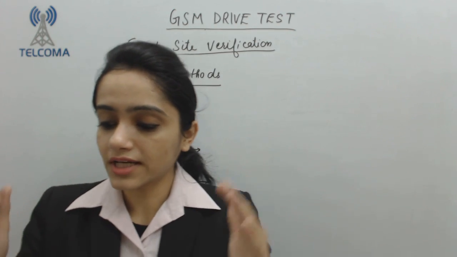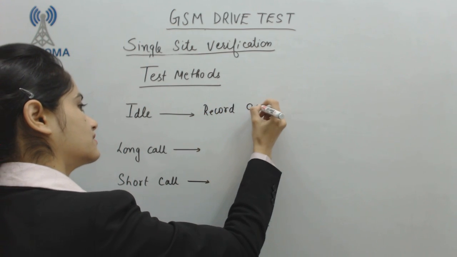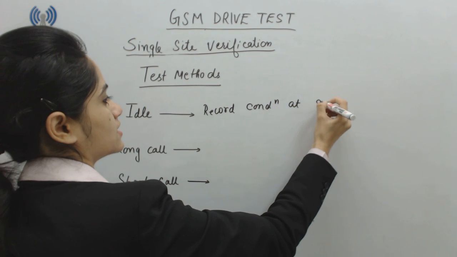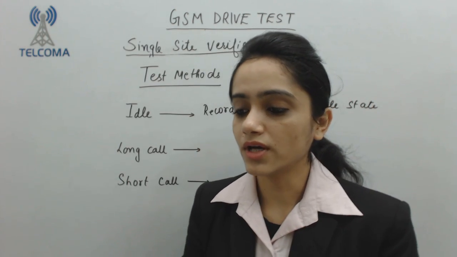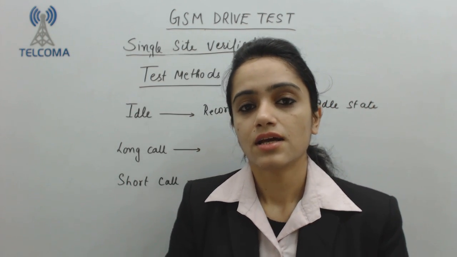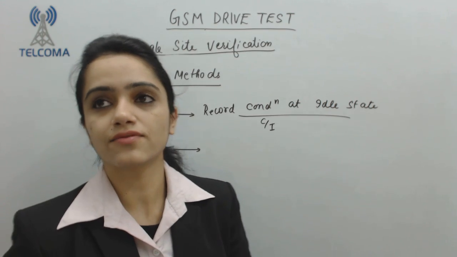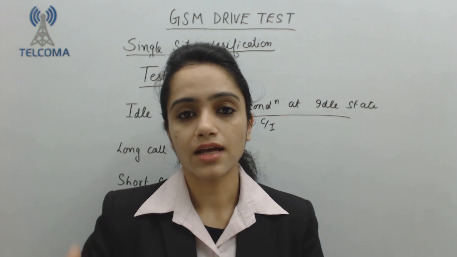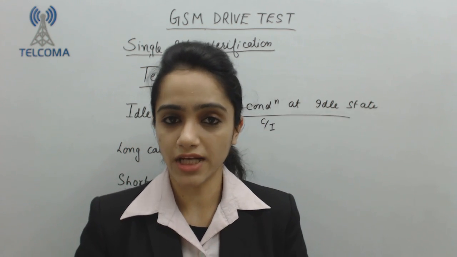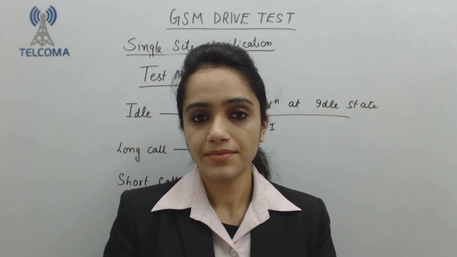Now the idle method is used to record the condition at the idle state. That means the phone is sitting idle and we require to record the parameters. So we are checking parameters like interference and carrier to interference in idle state. We are not connected to the network, that means we are not calling, but we are capturing and recording each and every parameter from the network: what the interference level is, what the quality is, what the level is that I am receiving.